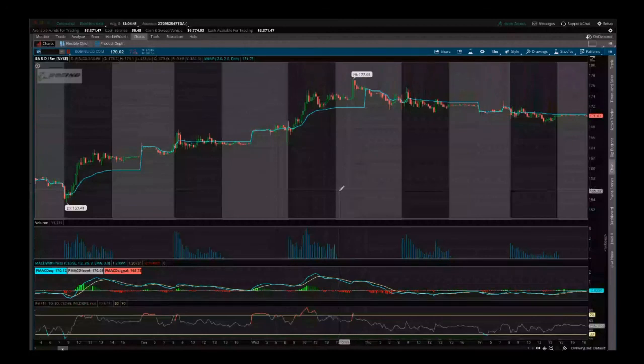But this is chart reading 101, right? This is a good basis for everyone, but primarily for people who want to scalp quick trades.